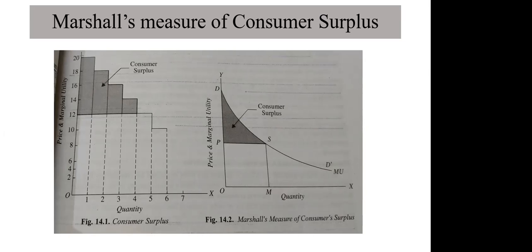So if we take all these values of the consumer surplus and draw a smooth curve like this, we'll get this amount of consumer surplus. While I am buying OM quantity, I am willing to pay OD amount of price and I am actually paying OP amount of price. So this much is the consumer surplus I will derive. So in this way, we can calculate consumer surplus with the help of a graph, and the consumer surplus indicates the amount of extra satisfaction which a person derives from purchasing a particular product.